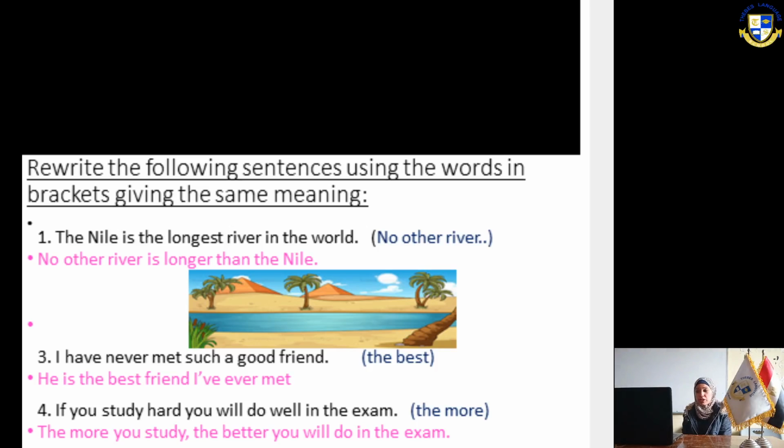Rewrite the following sentences using the words in brackets giving the same meaning. Number 1, the Nile is the longest river in the world. Between two brackets, no other river. So I have now letter N capital. As you see, that means that I have to start my sentence by "No other river is longer than the Nile." Let's move on to number 2.